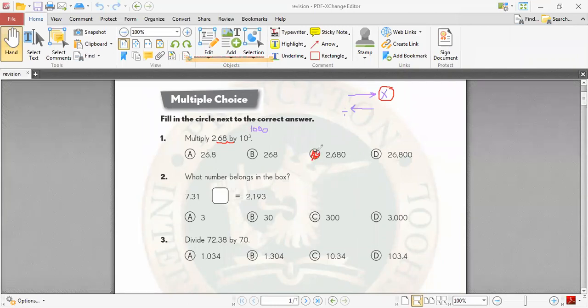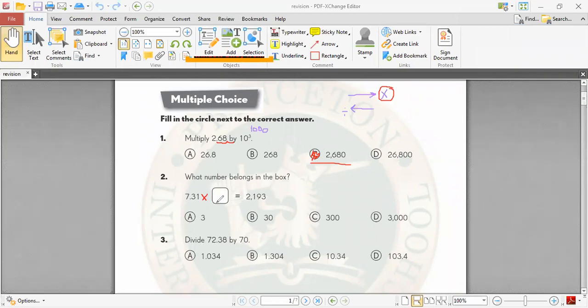So you can shade number 3 or color it, or you can underline the correct answer. Let's move to the next one. What number belongs in the box? Here we have a multiplication sign. 7.31 times an empty box gives me 2193.